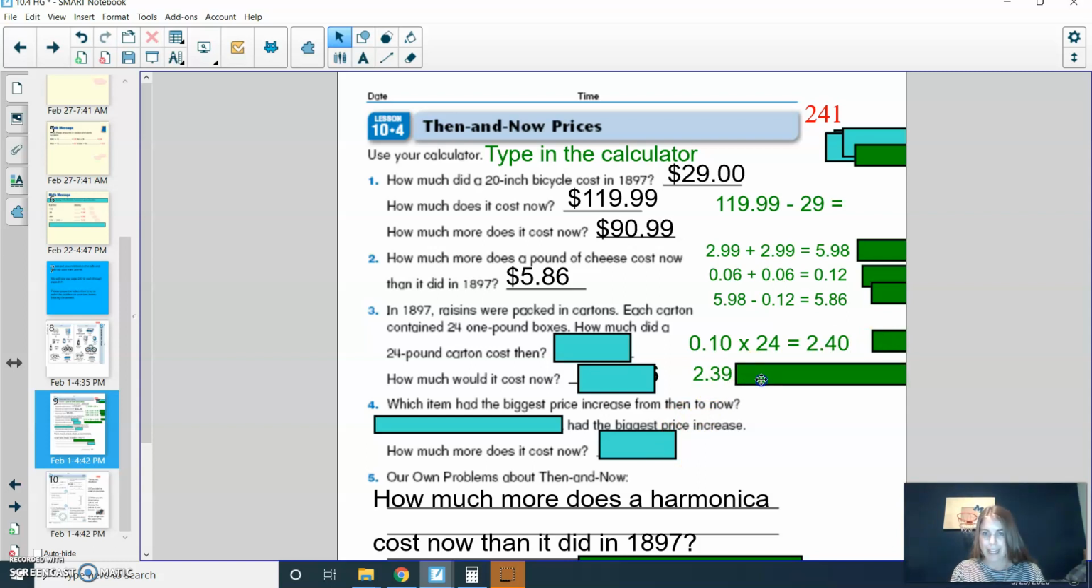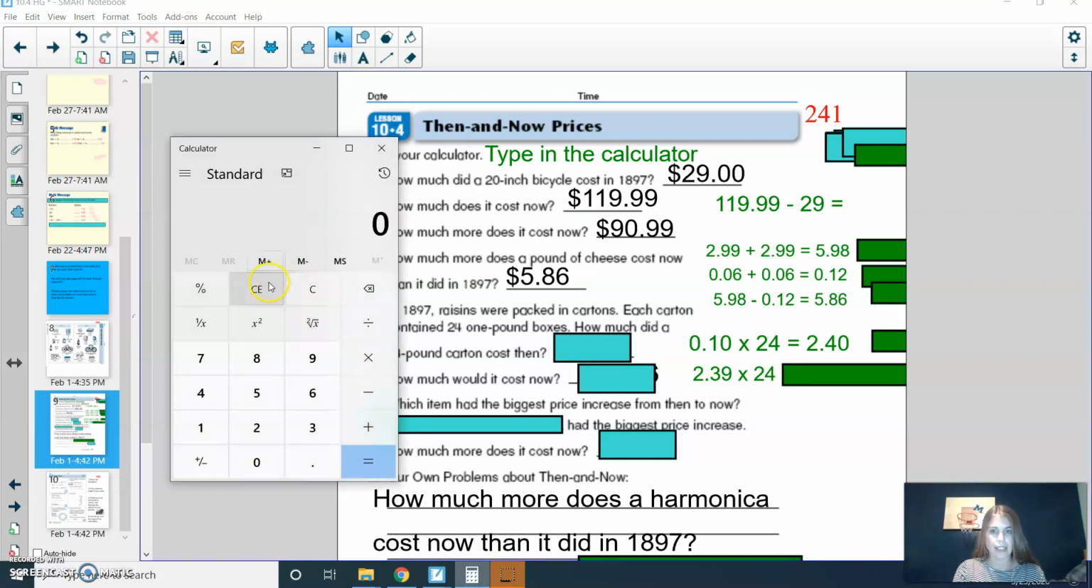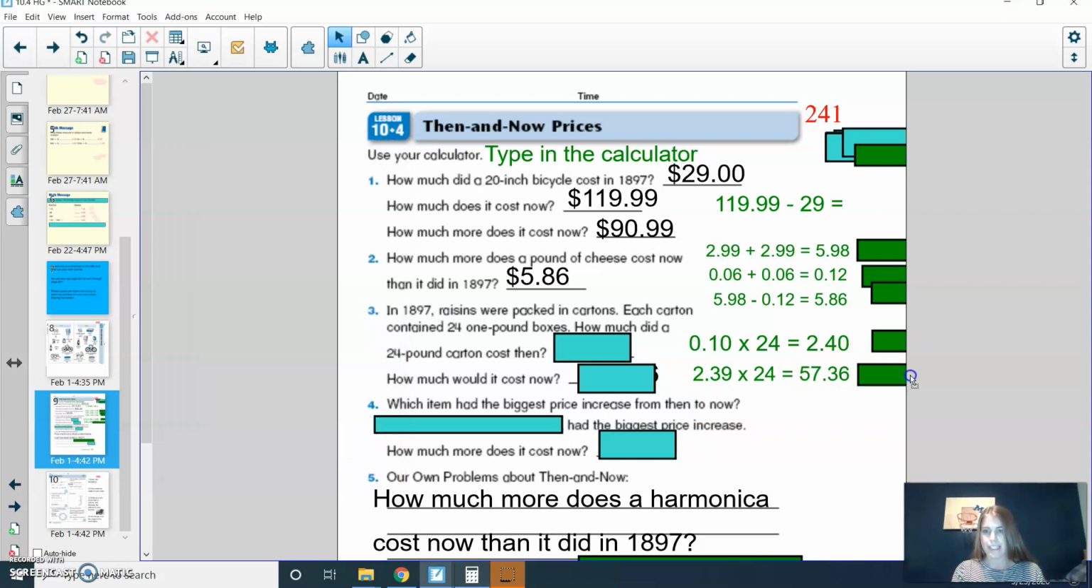Now, today it was $2.39 times 4, so I'm going to pull up my calculator again, hit clear, 2 decimal point 39 times 24 equals $57.36. So I can type it in here so I know right away, a 24-pound carton costs $2.40, and how much would it cost now? It would cost $57.36.